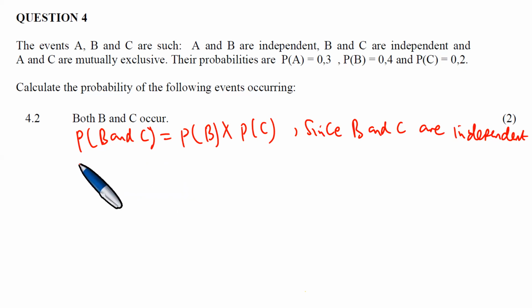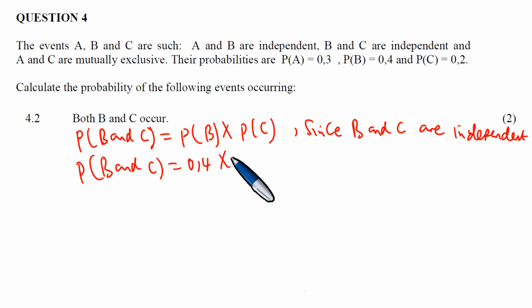So now we do the calculation here. The probability of B and C is the probability of B, which is 0,4, times the probability of C, which is 0,2.